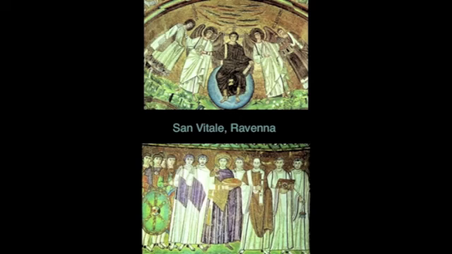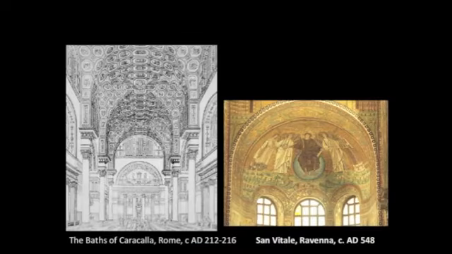The wall becomes this kind of luminous surface upon which sparkling little glass chips have been laid in mortar to create these beautiful figural ornaments. This is the court of the Emperor Justinian, under whose patronage San Vitale was constructed. So you look at a wall like this, and again, if you remember the walls of something like the Baths of Caracalla, it's altogether different.